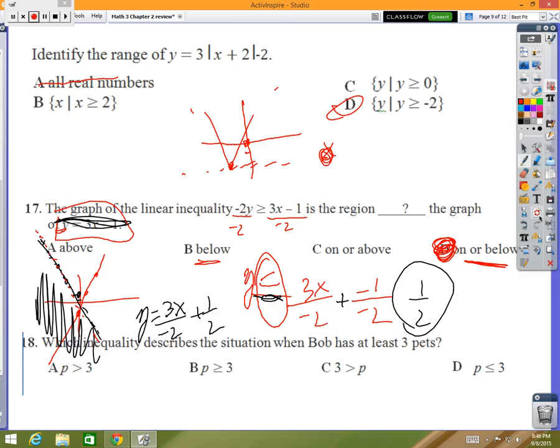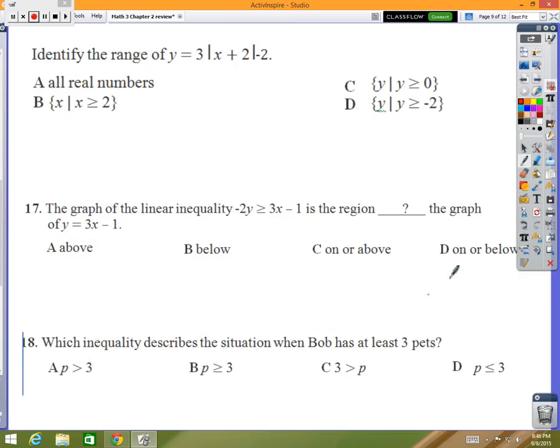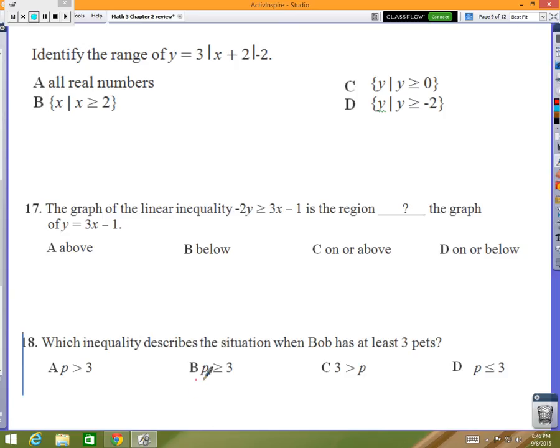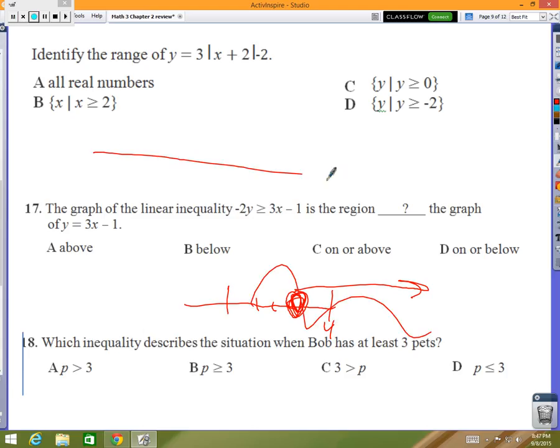Okay, this last one. Which one describes that Bob has at least 3 pets? So P is for pets. So at least 3. If you're looking at a line, here's 3. He has at least, so he's got more than 3, so anything bigger than 3. And he does have 3, so it's included. But I guess it would not be this, because this says he could have 3.2 pets and 3.5, and that's not true. So it would look more like this.